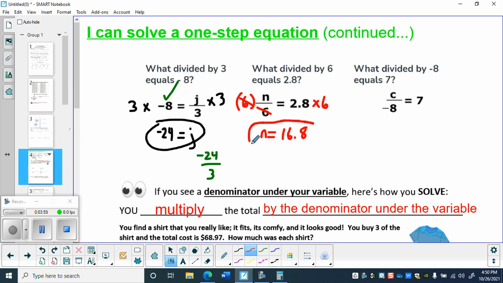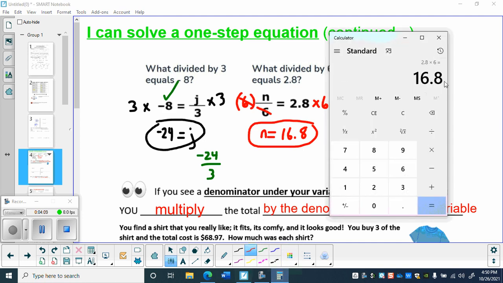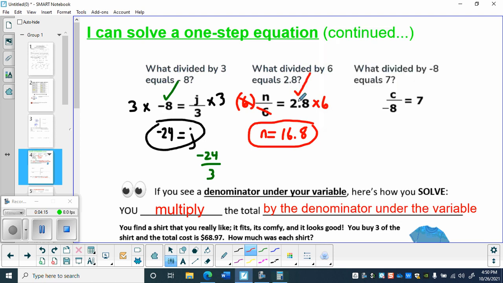In this unit, you are in control of if you're right or wrong and being able to check. If we want to prove to see if 16.8 divided by 6 gives us this answer, we can just use the calculator. 16.8, that's what we think is the answer. We're going to plug it in. We're going to divide it by 6, and we do get the total that we're expecting, so we know we're good to go.